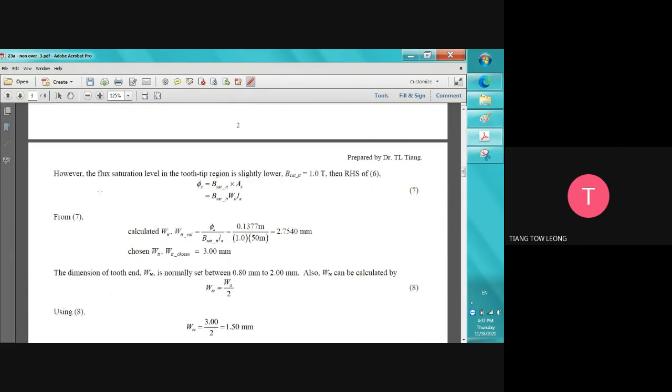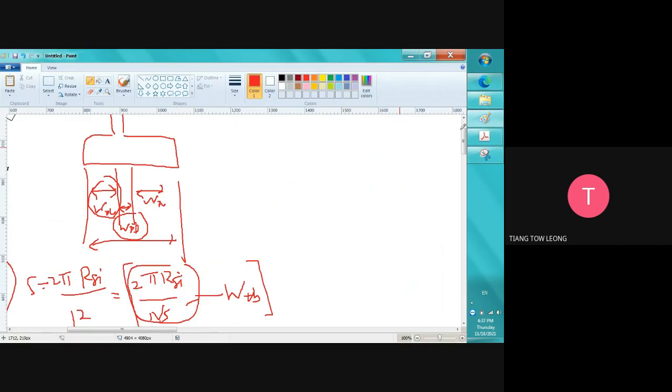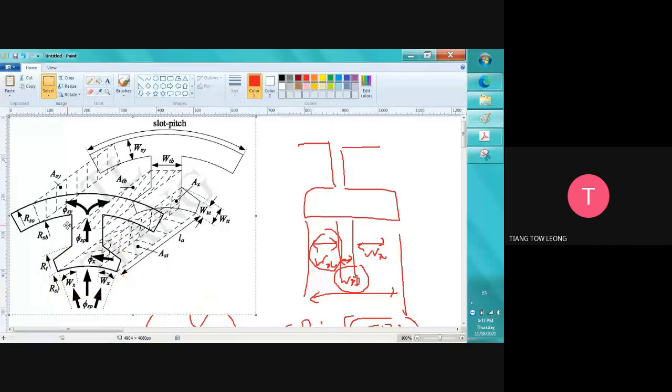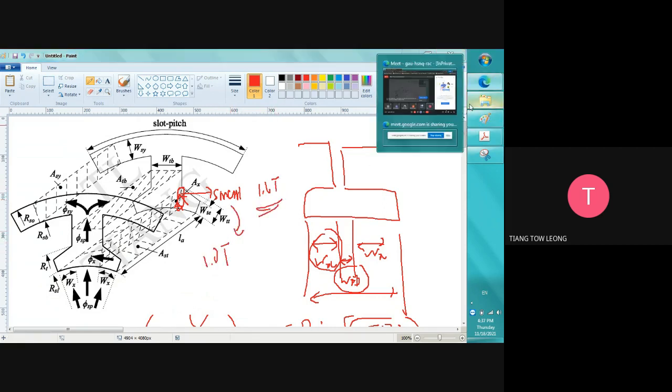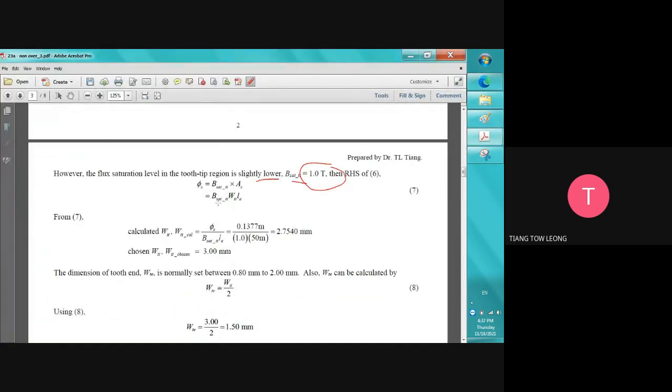After that, the flux saturation level in the tooth tip region is slightly lower, compared to B set 1.6 Tesla. We need to assume that B set TP here cannot go to 1.6 Tesla. All the fluxes going through here, because the area here is very small. It is too small until it cannot fit 1.6 Tesla. So usually what we think is about 1 Tesla. So 1 Tesla is our B set TP and then WTP times LA.